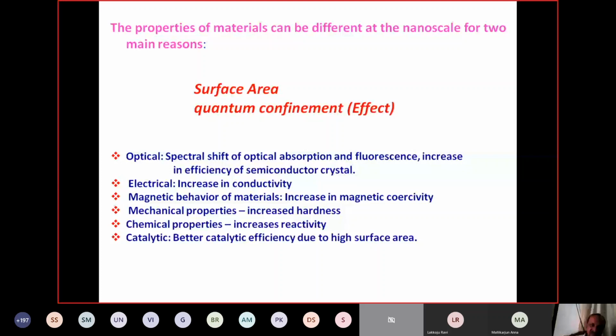Whether you take optical, electrical, magnetic, mechanical, chemical, or catalytic properties, nanomaterials have better and highly improved properties compared with the bulk material. This is only due to the surface area and the quantum confinement effect. Quantum means what? There is a change in the band gap, a change between energy levels, that is, between the conduction band and valence band. This gap changes when you reduce the size: the band gap value increases.